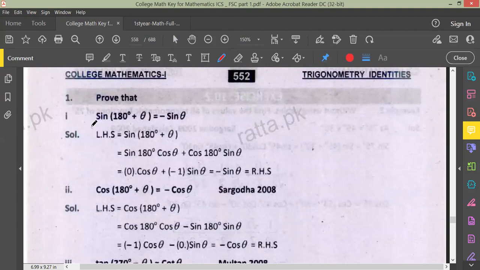So simply we will take the left hand side, which is sine of 180 plus theta. We know that sine of alpha plus beta is equal to sine alpha cos beta plus cos alpha sine beta. We know that sine of 180 is equal to 0, and cos of 180 is equal to minus 1. So this expression will be equal to 0 plus minus, which is minus sine theta, which is equal to the right hand side of our question.